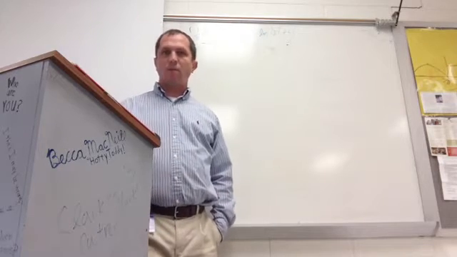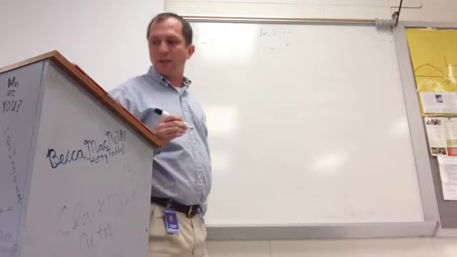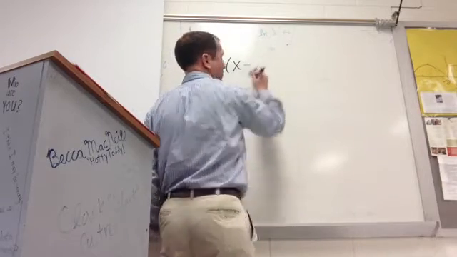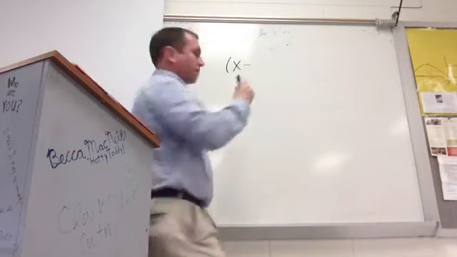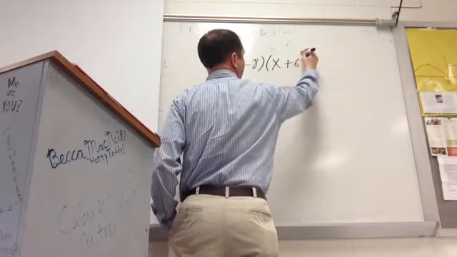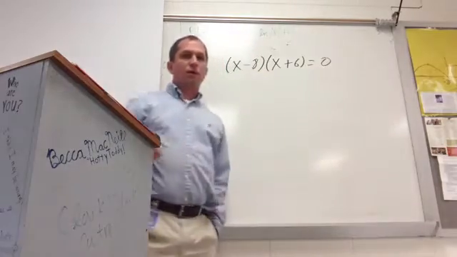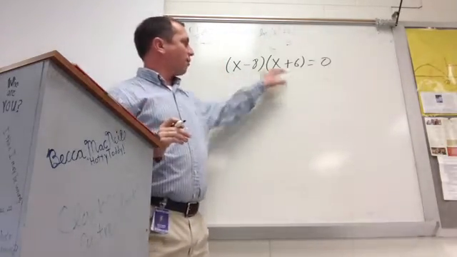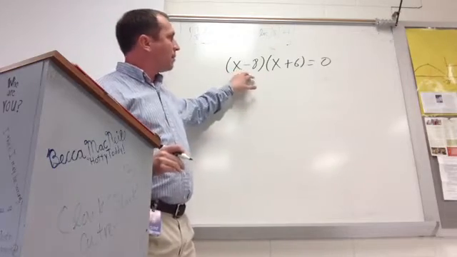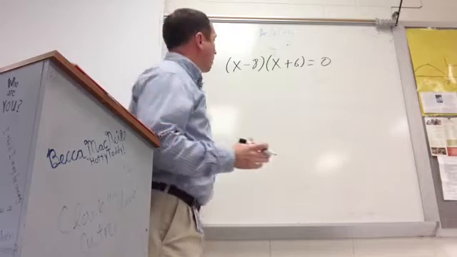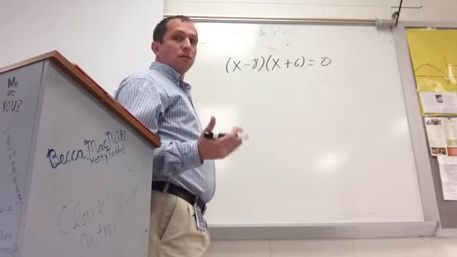First problem from the homework was problem number 20. It was x minus 8 times x plus 6 equaling 0. To solve this, of course, you've got the product of two things, as we talked about last time. The only way you can get the product of two things to equal 0 is if one or both of those values equal 0.